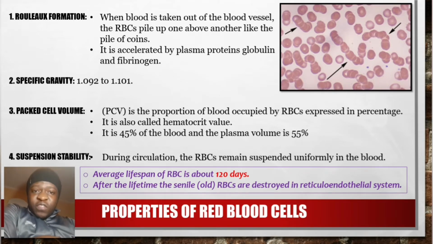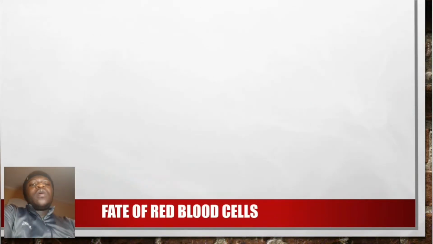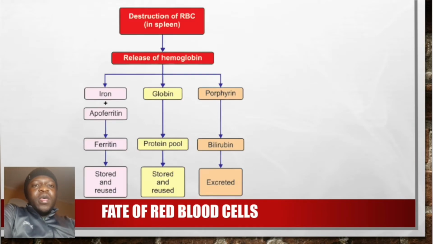The average lifespan of a red blood cell is 120 days. After that, red blood cells are destroyed in the reticuloendothelial system, specifically the macrophages in the spleen. Let's see what happens to the aged red blood cells. After their destruction in the spleen, you can see the release of hemoglobin.